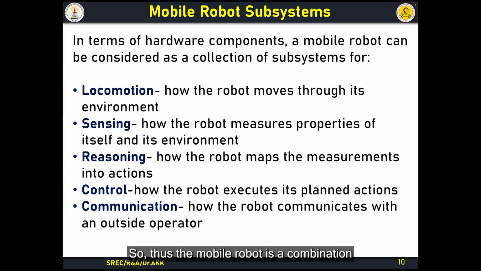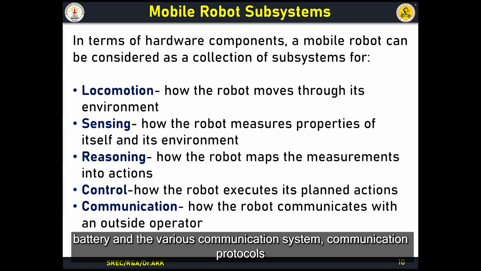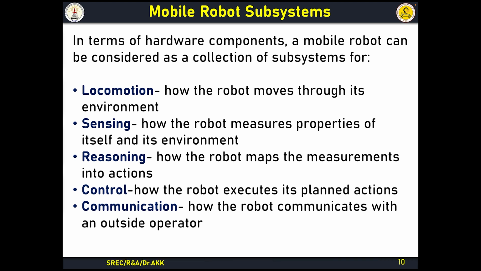Thus, the mobile robot is a combination of various physical and computational components, in terms of hardware and software planning. These are classified as sensors, actuators, controllers, power supply, and communication system, as discussed in the previous slide. For sensors, we need to know the perception aspects of the environment; for that, lidar, camera, and ultrasonic sensors are used. For actuators, motors and wheels are used. For the controller, normal microcontrollers and processors are employed. For the power supply, batteries, and for the communication system, various communication protocols are involved. These are all the basic components of a mobile robot.